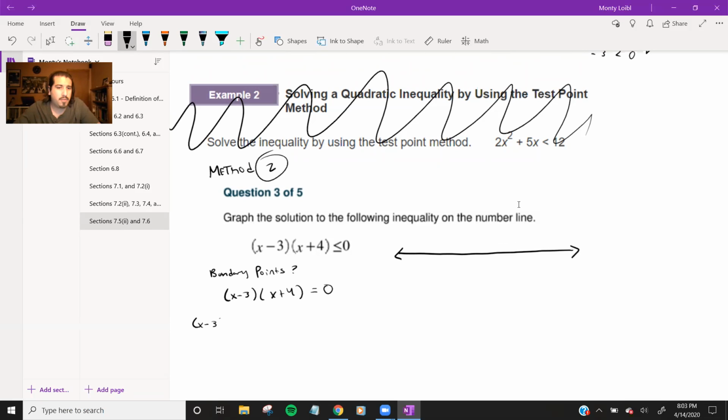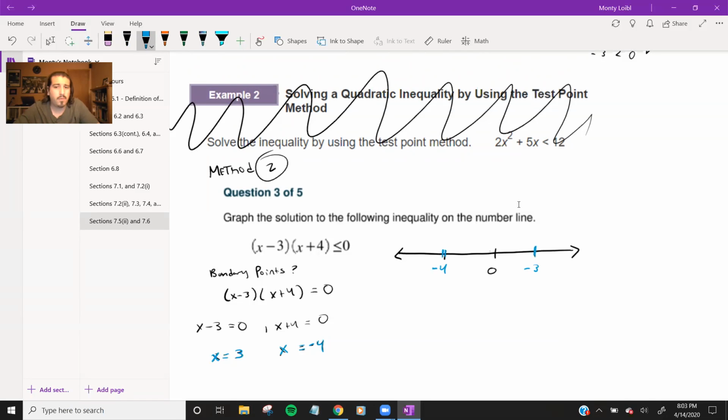So x minus 3 equal to 0, and x plus 4 equal to 0. That means x is equal to 3 and x is equal to negative 4. These are the points we're going to put on our number line. So we've got negative 4, positive 3, and 0 in here for reference. These are our reference points, our boundary points. They're going to be the boundaries of our intervals.